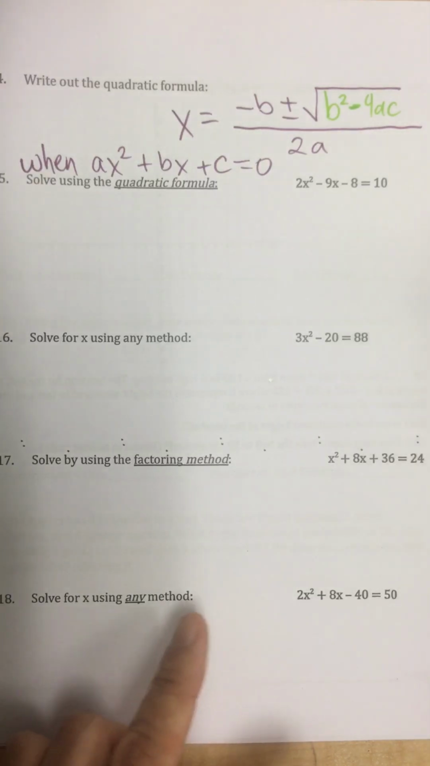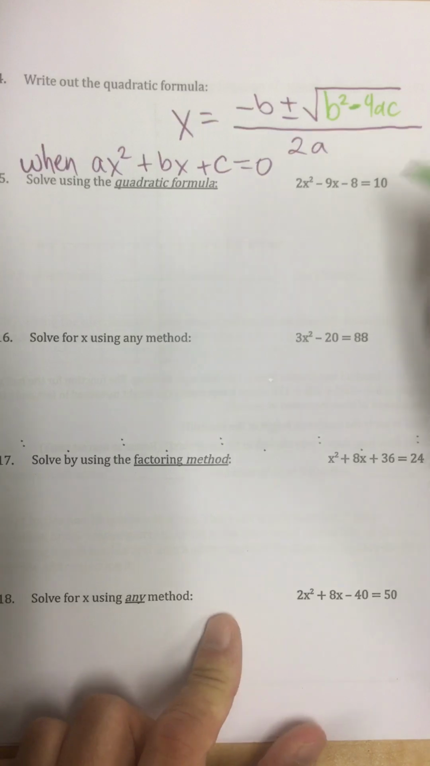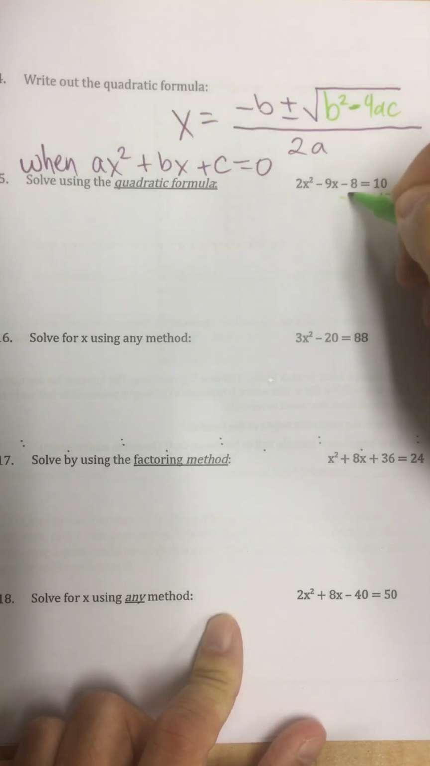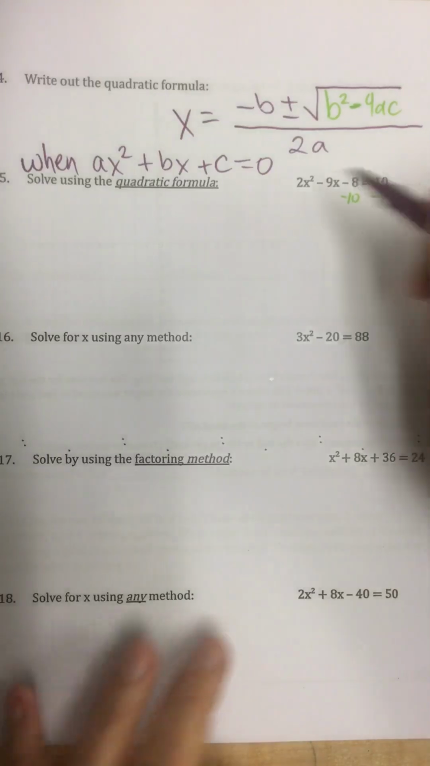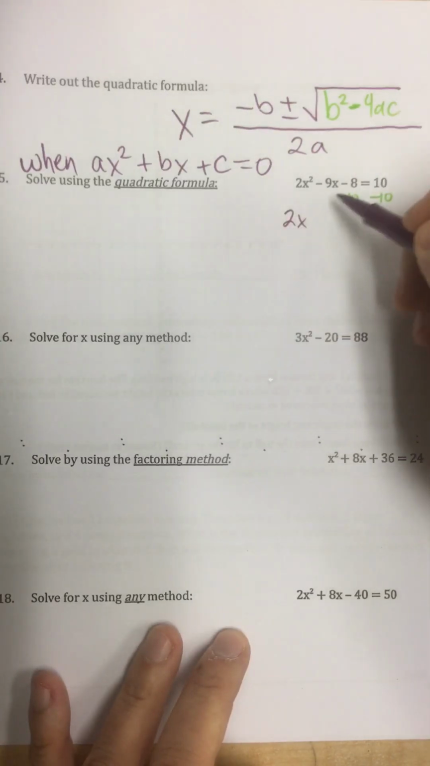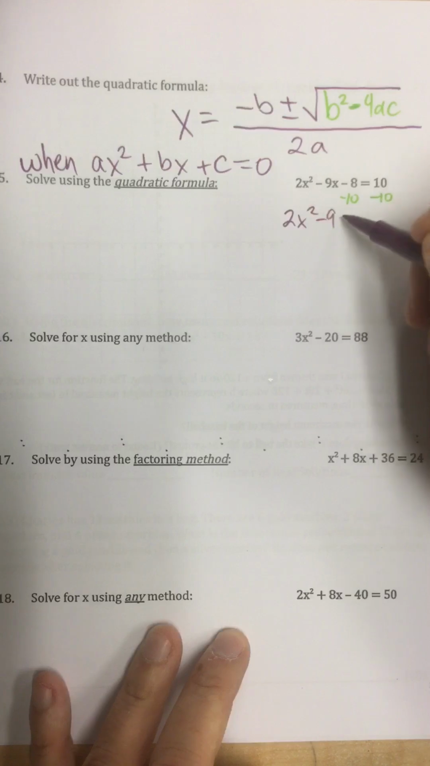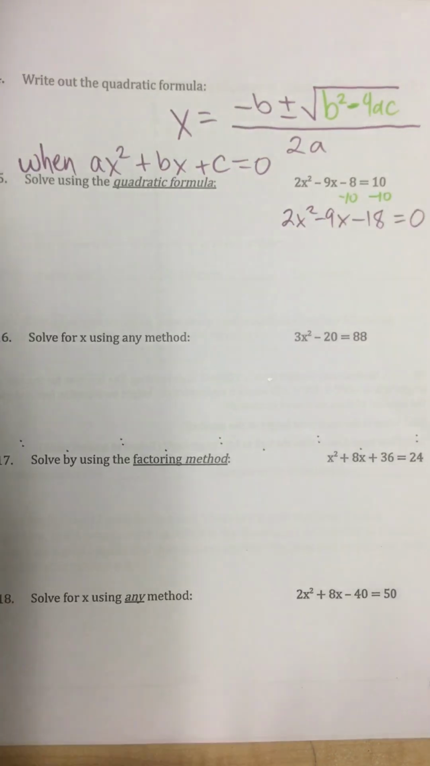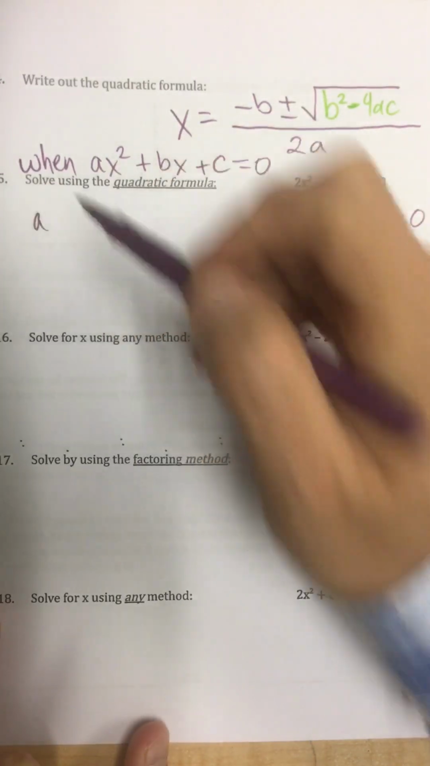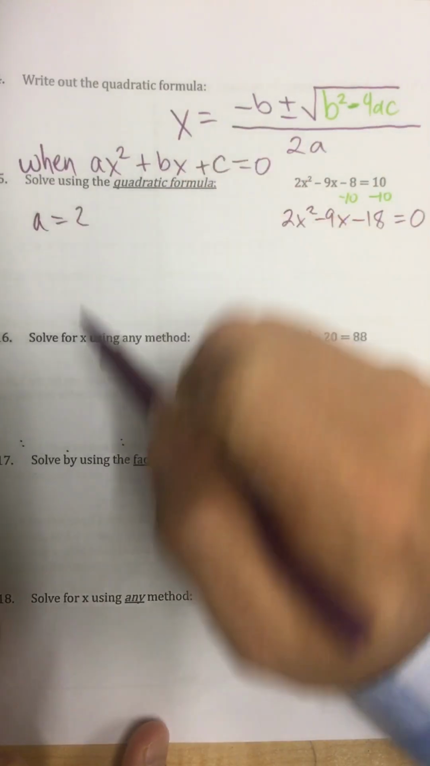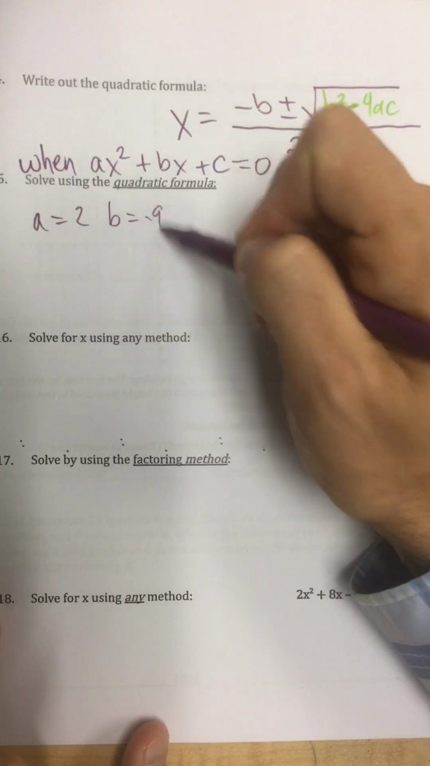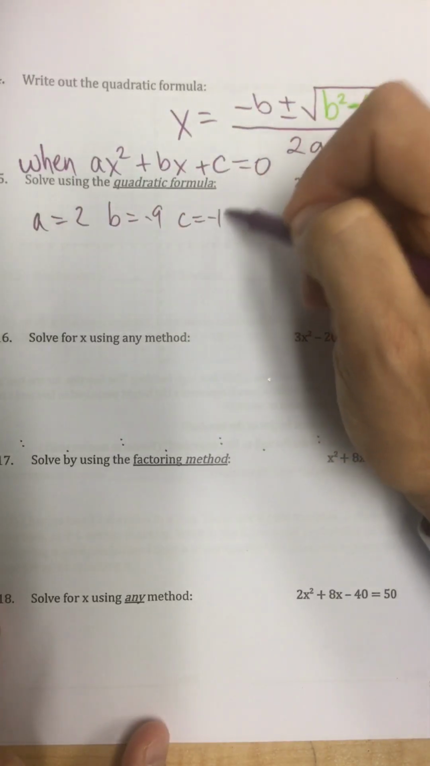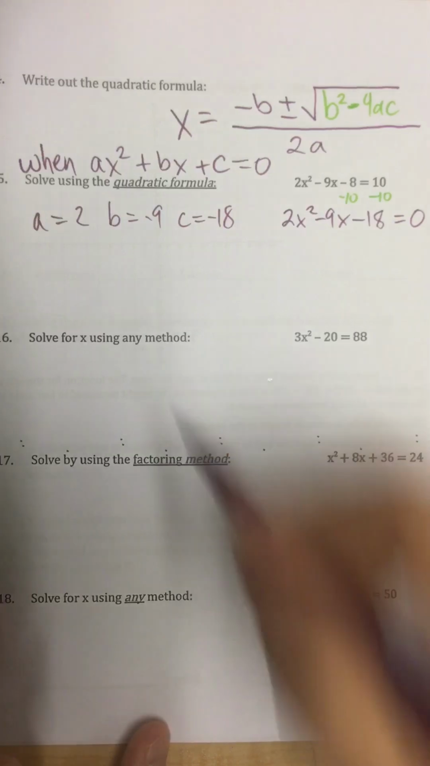Number 15, the first thing we need to do, it equals 10. So let's get rid of that. Let's subtract 10 from both sides so we can have an equation that's equal to 0. 2x squared, still minus 9x, minus 18 equals 0. Then when you're going to solve it, you just simply use your values of a, b, and c. A equals 2, B equals negative 9, C equals negative 18, and you just go from there.